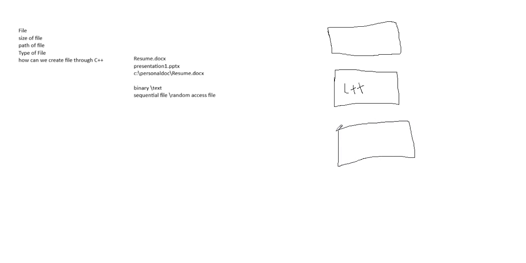So till now we have created our C++ program. Let's say this is my program, okay? So this is my C++ program. Now what we used to do with our program: we have used two devices. One is a keyboard and another is a mouse. Keyboard, mouse and the other is the monitor.